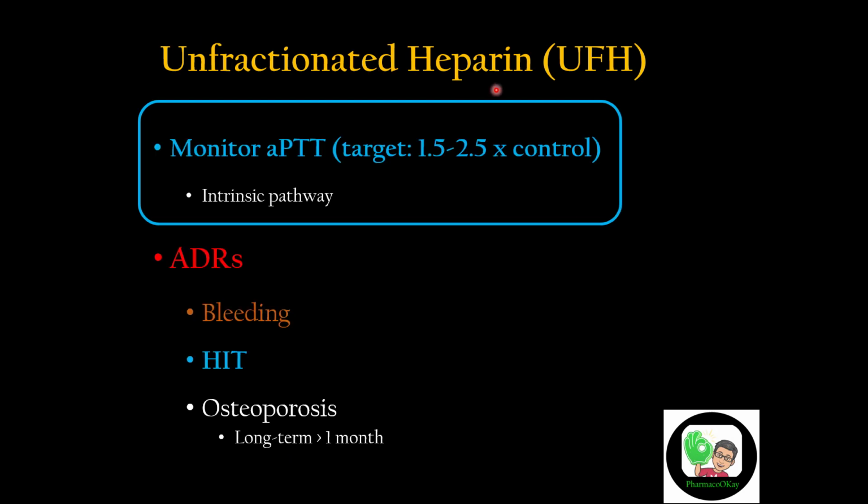When using unfractionated heparin, you need to monitor the activated partial thromboplastin time, or APTT, which is the testing for the activity of the intrinsic pathway, since unfractionated heparin inactivates the clotting factors in the intrinsic pathway mainly, and also factor 10A and thrombin, which is in the common pathway. And the target APTT level should be about 1.5 to 2.5 times of the control. Means that unfractionated heparin has a narrow therapeutic index.